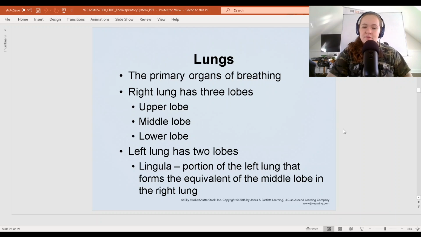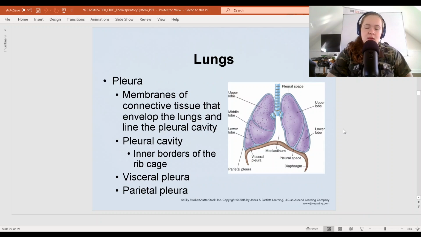The left lung has 2 lobes. The lingula, which is the portion of the left lung that forms the equivalent of the middle lobe in the right lung, and the pleura, which are membranes of connective tissue that envelop the lungs and line the pleural cavity. The pleural cavity is bordered by the inner borders of the rib cage, the visceral pleura, and the parietal pleura.